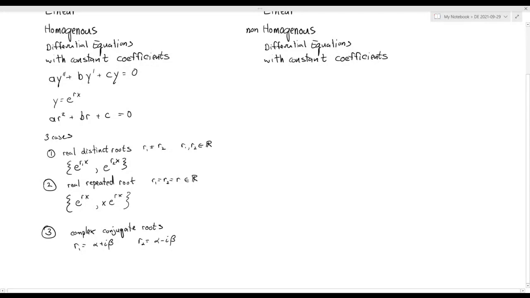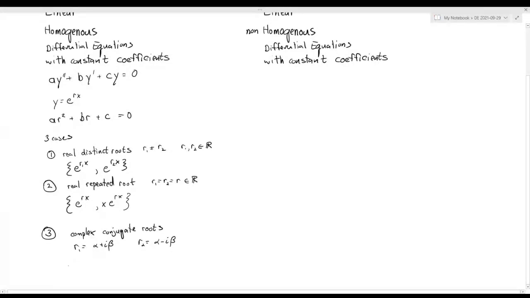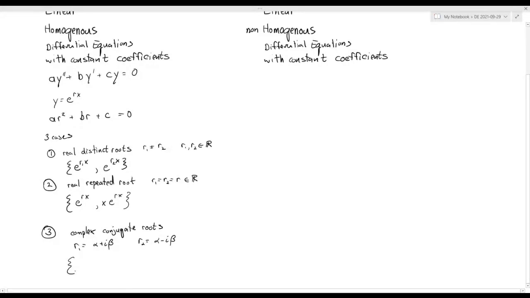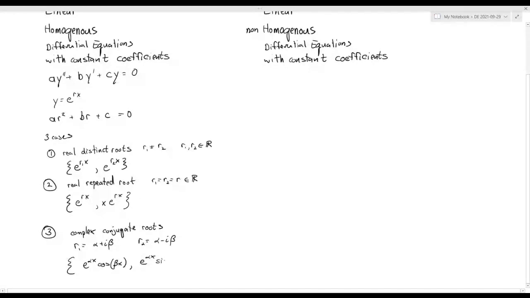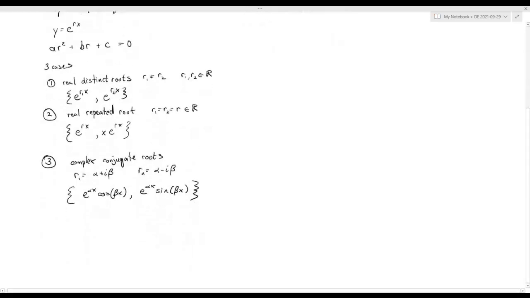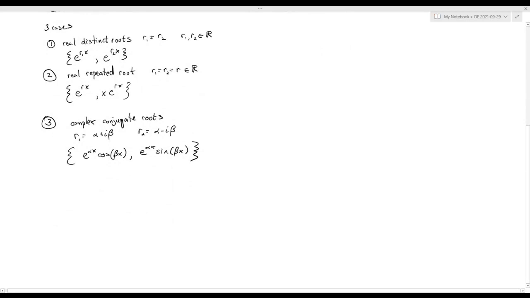And in this case, a fundamental solution set is e to the alpha x times cosine beta x, and e to the alpha x times sine beta x. So those are the 3 cases for your second order linear homogeneous differential equation with constant coefficients. Okay. So let's look at examples of each case.